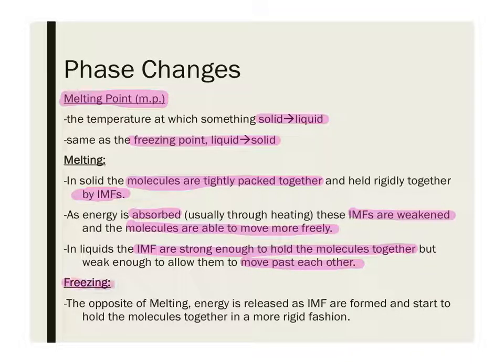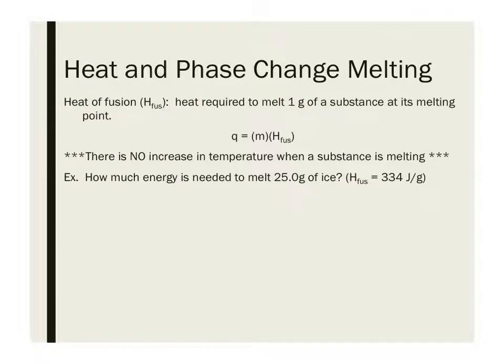Freezing is the opposite of melting, so energy gets released and IMFs are formed and hold the molecules together in a more rigid fashion until we get a solid again. Another way we can look at the phase change of melting is to look at it quantitatively, or with numbers. And to do that, we need something called the heat of fusion. The heat of fusion is the heat required, or the energy required, to melt 1 gram of a substance at its melting point.